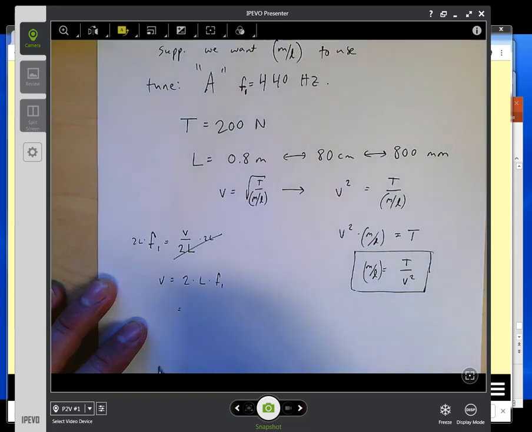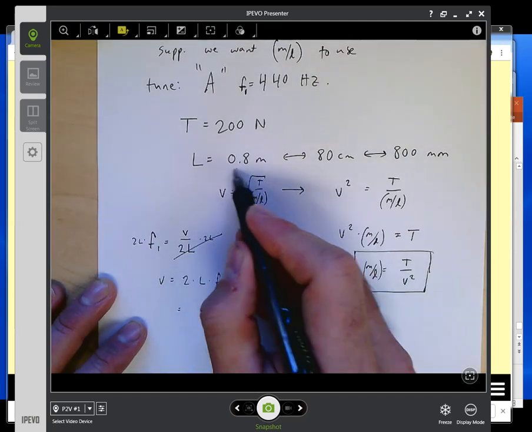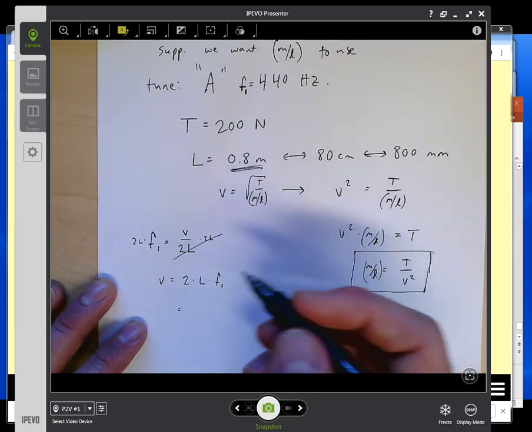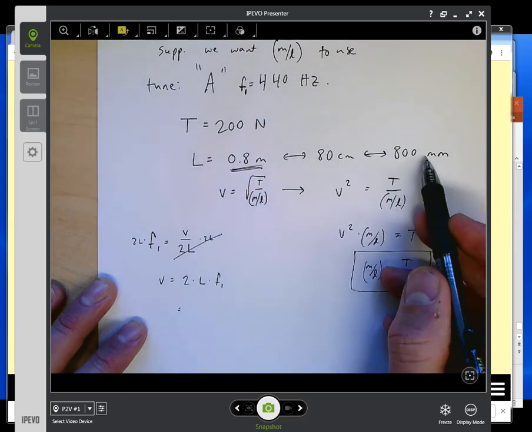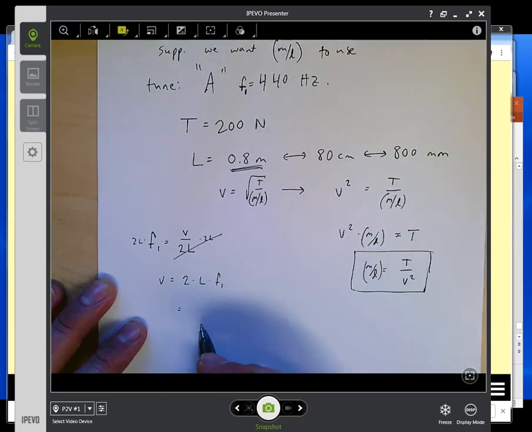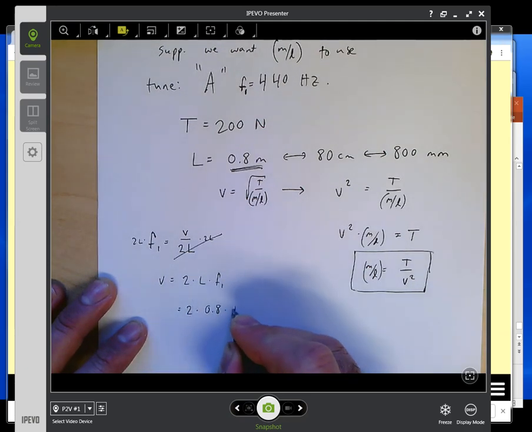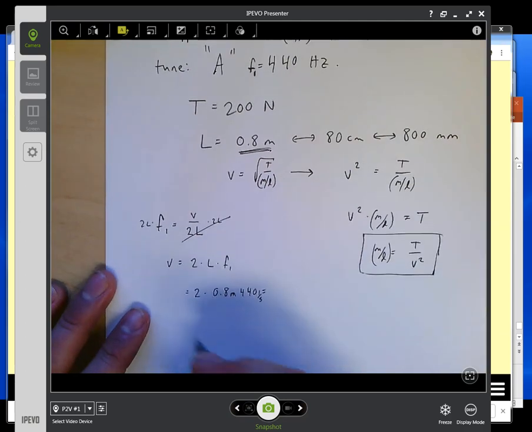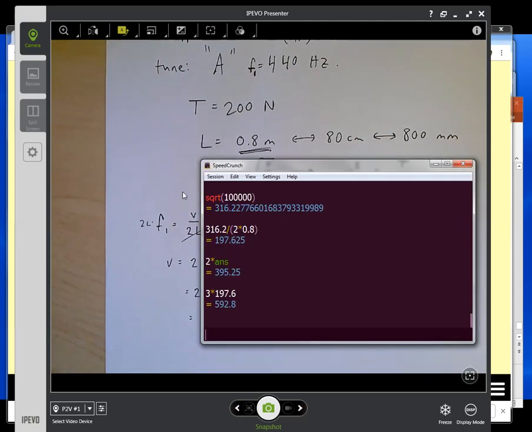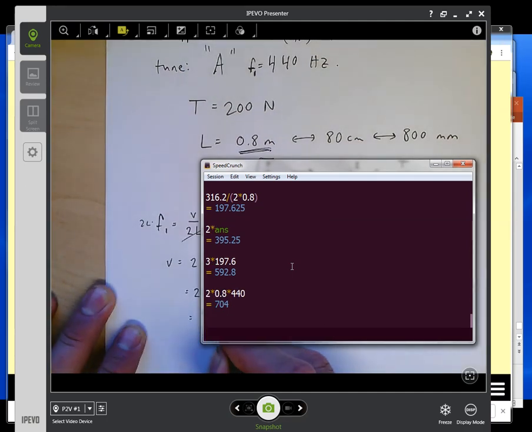Cool. Now we're actually in a place where we have the length, which in SI units is 0.8 meters. Keep in mind, if you were given it in centimeters or millimeters, you'd need to convert to meters. And we are given also what frequency we're shooting for this string. So 2 times 0.8 times 440 is going to give us our speed. And if you notice here, this is meters, this is 1 over second, so it is going to be meters over seconds. And when we put these numbers all together, I'm going to get out my calculator again, and we're going to do 2 times 0.8 times 440, and we're going to get 704 meters per second.